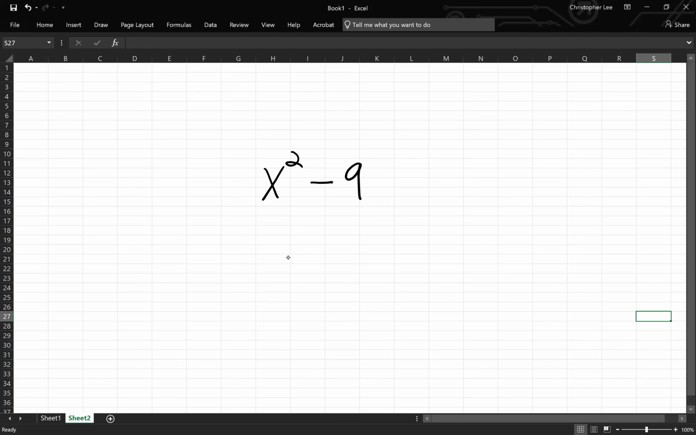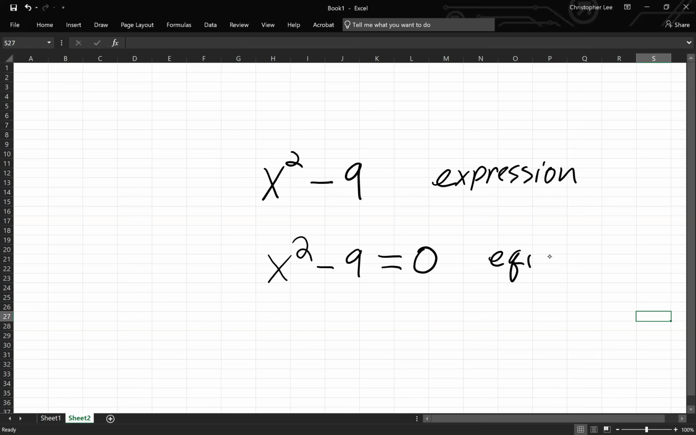But now let's say I had x squared minus 9 equals 0. You see how I put that equal sign there? Now that is an equation, all right? So that's the difference between an expression and an equation. That's the difference between the two. Questions about that? We good? All right.